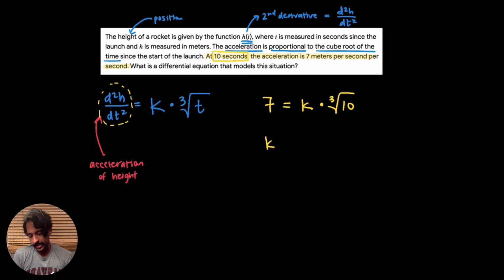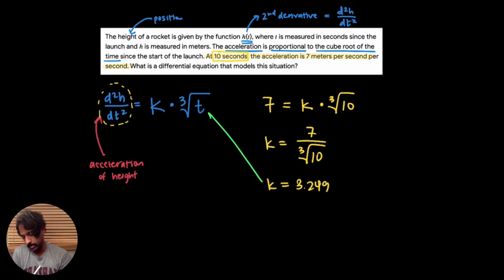And so we're going to get that k equals 7 divided by the cube root of 10. And if I calculate that out, I need to pull out my phone for this. 7 divided by the cube root of 10. That would give us 3.249. K equals 3.249.